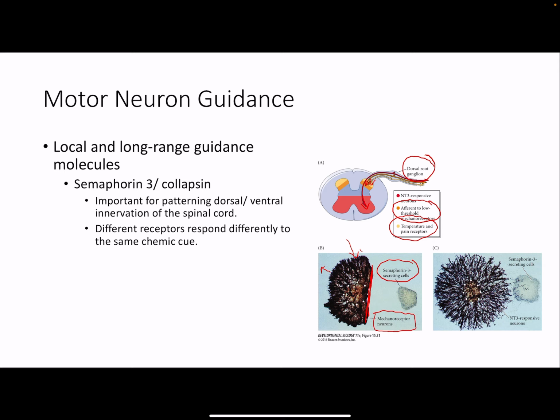However, these neurons that have NT3 receptors within them, that would ultimately go into this more ventral portion of the neural tube, are attracted to semaphorin, and you can see that they've sent out these projections here that are interacting with that semaphorin secreting cell.